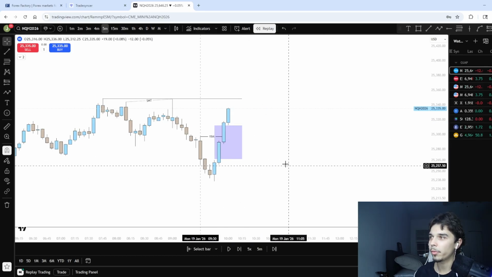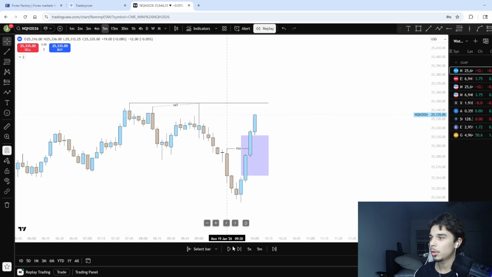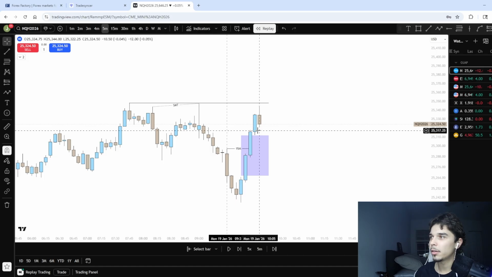Now we have just a giant fair value gap. I need to see rebalance into this range still. These are now my conditions. Still haven't got none. We got 3 fair value gaps. I at least need to see this middle one get touched, right?